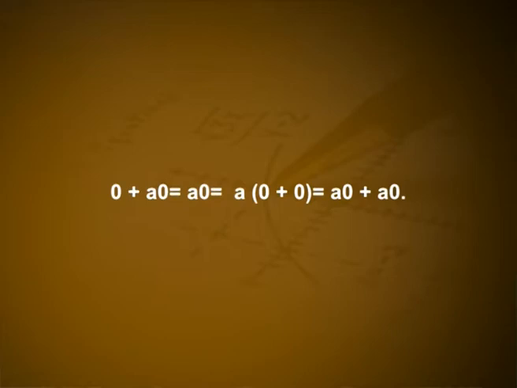Proof: we will prove 1 and 2, and the rest is proved similarly. R is a group under addition with additive identity 0. Consider 1. Clearly, 0 plus a into 0 is equal to a into 0, that is equal to a into (0 plus 0), which is equal to a into 0 plus a into 0. So, by cancellation, 0 is equal to a into 0. Similarly, 0 into a is equal to 0.